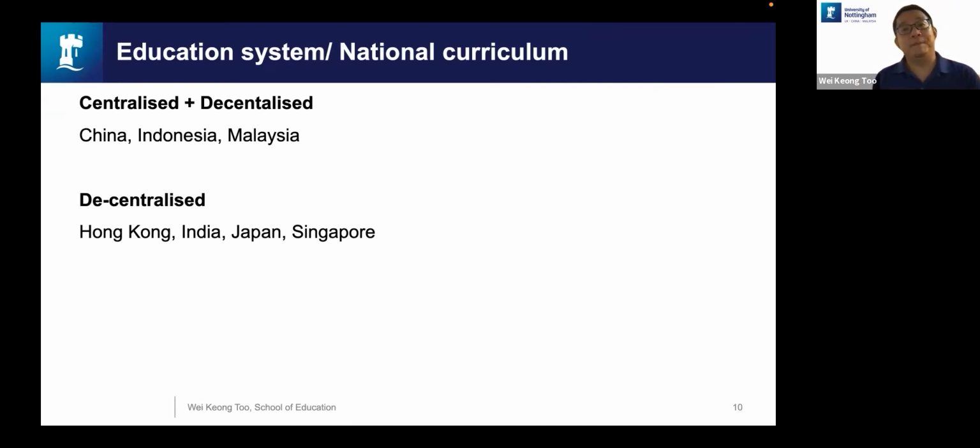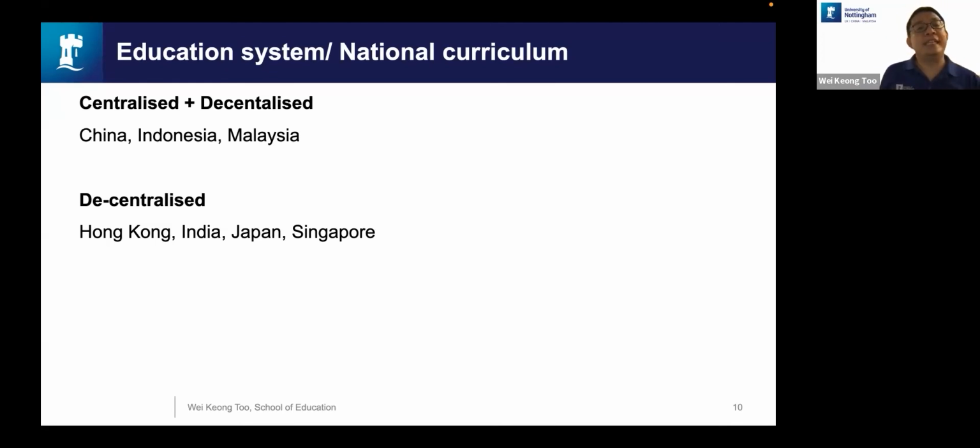In terms of Malaysia, we go for decentralized in terms of the teachers needing to develop their areas and carry out the teaching activity as long as they fulfill the standards as provided. So these three countries have a stronger national curriculum presence there. But to some extent, they also allow teachers to have some autonomy.